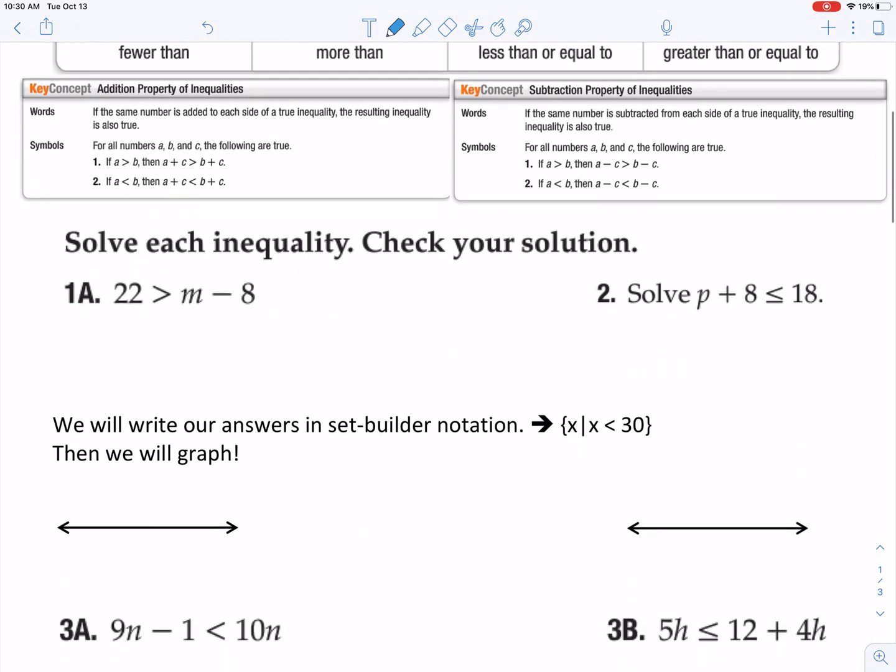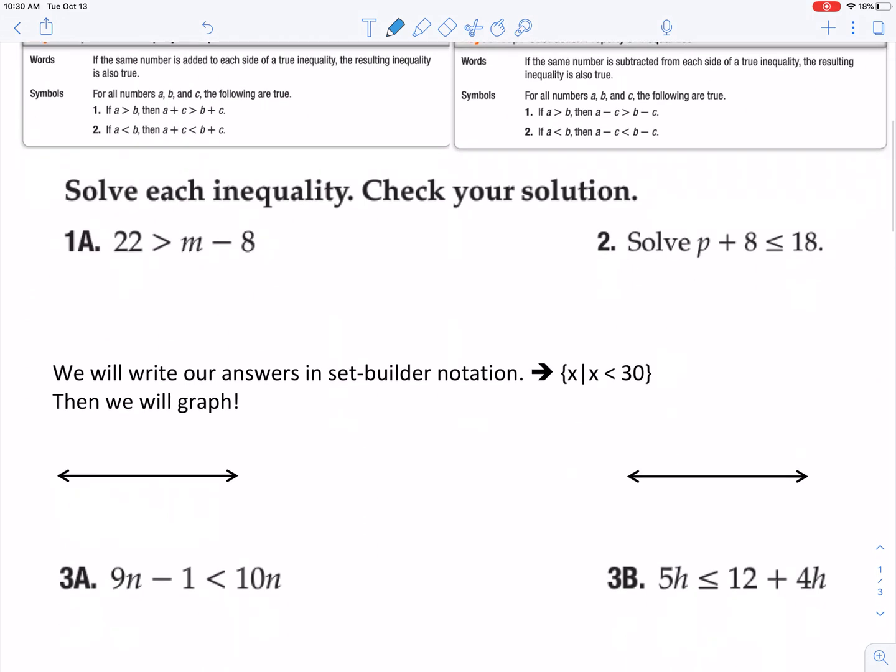So when it comes to solving inequalities with addition and subtraction, the rules are the exact same as what you're used to seeing with equations. So if I have m minus 8, the way I would solve that is by adding 8. Same thing here. Whatever you do to one side, you have to do to the other. And the answer is 30 is greater than m.